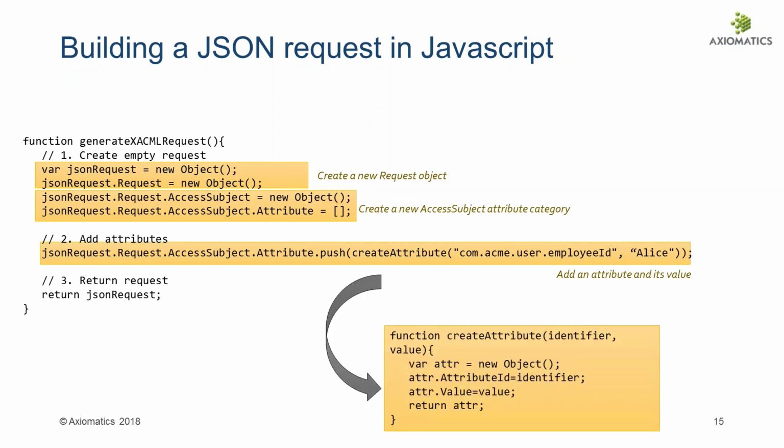All we do is create a new object, give it an identifier, give it a value, and that's it. We're good to go. So here we're saying, I want to be the user called Alice, and I'm going to call my attribute employee ID, and the value is going to be the value Alice. That's pretty simple to understand, right?